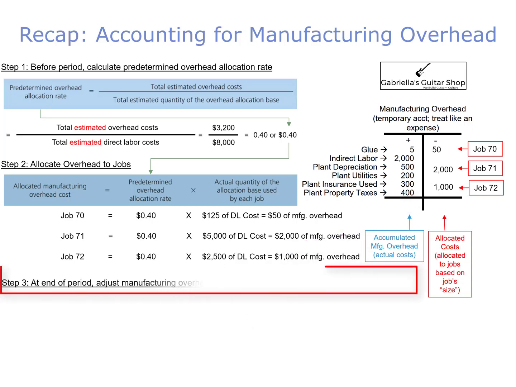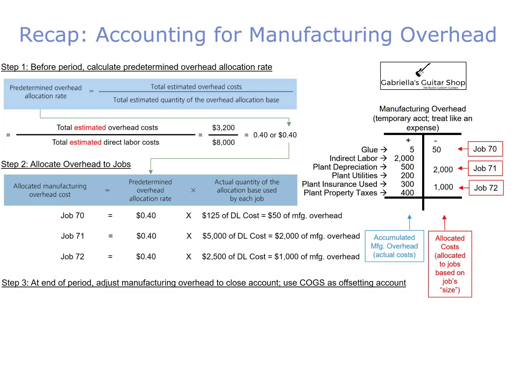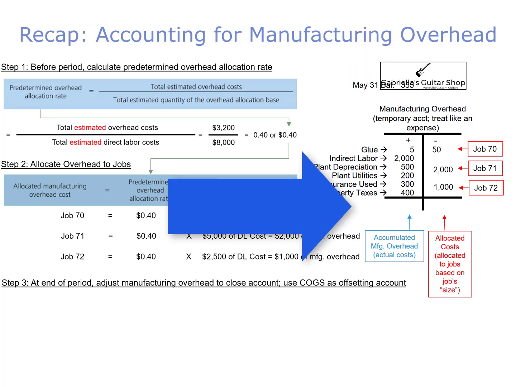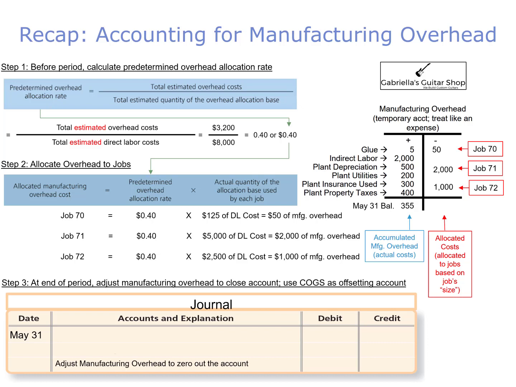Then, at the end of the period, we have to adjust manufacturing overhead to close the account. We use cost of goods sold as the offsetting account. Before we can close manufacturing overhead, we need to determine its balance. And now we can start our adjusting entry to close it. To close manufacturing overhead, we would credit it $355, so it has a zero balance. And that is our credit account in the journal entry. And to finish the entry, we use COGS as the offsetting account.